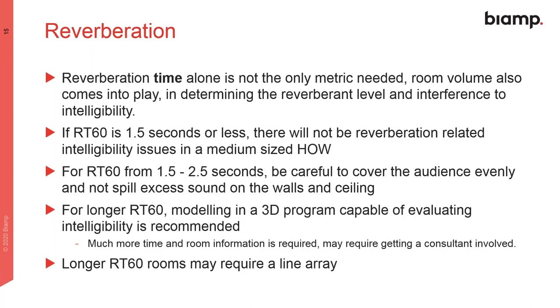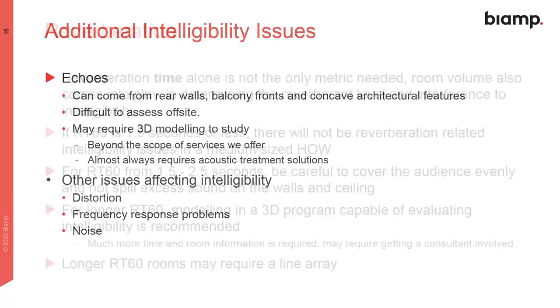Longer RT60 rooms may require a line array. We will typically reach for the Entasys FR line source columns whenever there's an intelligibility issue, because it's about the best we can do with that type of room. And it will almost always give good results.